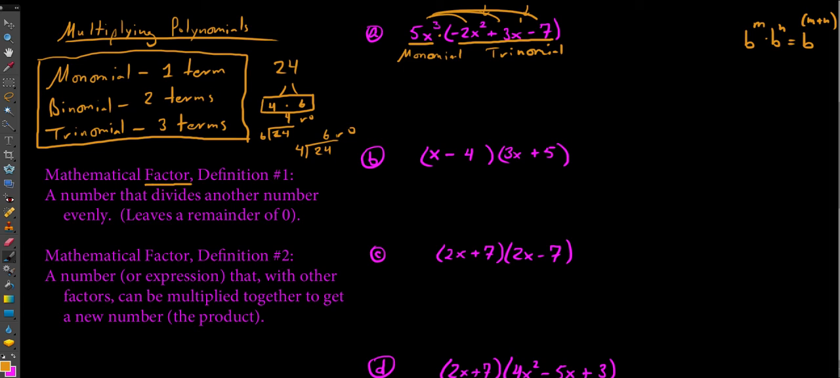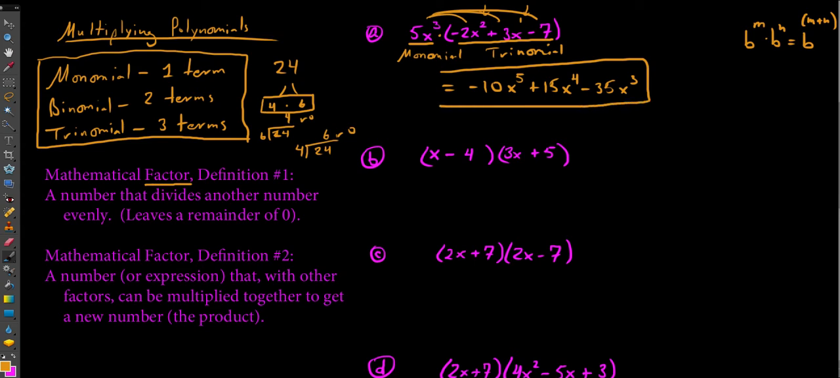As we look at this first product, we have 5x cubed times negative 2x squared. We start in front with the coefficients, so 5 times negative 2 is negative 10. Then x to the third times x to the second is x to the fifth, since we add our exponents when multiplying two things with the same base. Going left to right, 5x cubed times 3x is next. 5 times 3 is 15, and x to the third times x to the first is x to the 3 plus 1, which is x to the 4. Lastly, negative 7 times 5x cubed: 5 times negative 7 is negative 35, and we just keep the x cubed. You'll notice this is in standard form.